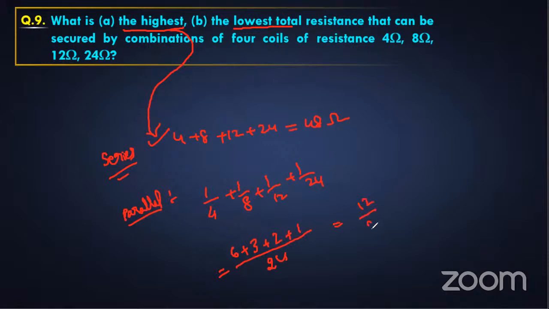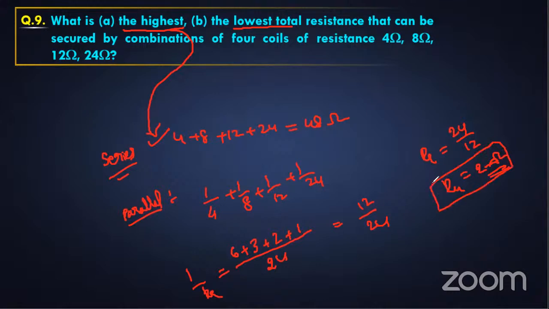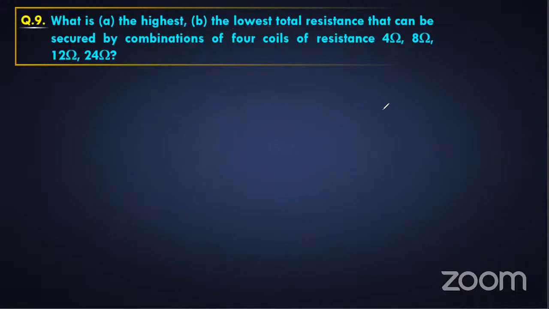So 12 by 24. If you reverse it, this is 1 by Req, so Req is equal to 24 by 12, that equals 2 ohms. Is it right? Yes, sir. Very easy. Don't get confused. Highest means series combination. Least means parallel combination. Is it clear? 48 ohms and 2 ohms. Very easy question. There are chances of asking this question for 2 marks.